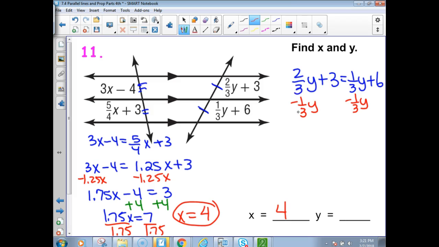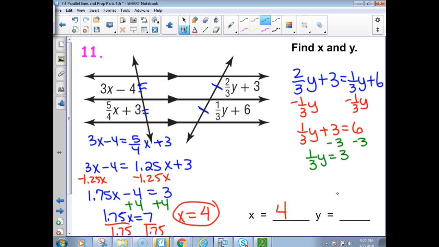2/3 minus 1/3. Just listen to what you're saying. If you have 2 of something and you take away one of them, how many do you have left? 1. So we still have a third y. Okay, 2/3 minus 1/3 is 1/3. We got 1/3 y plus 3 is 6. Next, we would subtract 3. And 1/3 y is 3.